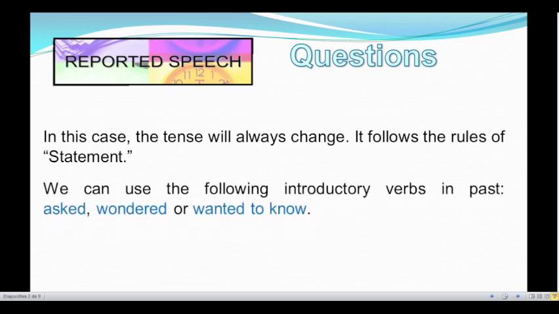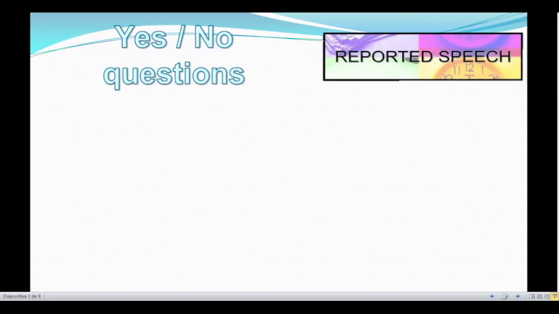We can use the following introductory verbs in past: asked, wondered, or wanted to know. There are two kinds of questions. Let's see the first one. Yes, no questions. In that kind of questions, we can answer with a short answer. For example, have you finished your homework? We can answer, yes, I have, or no, I haven't.